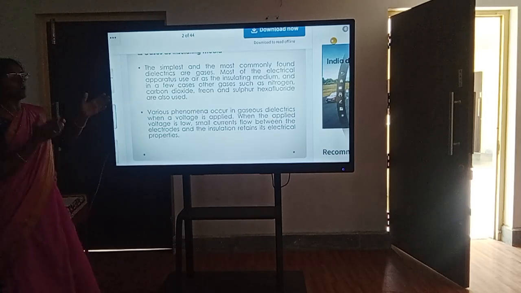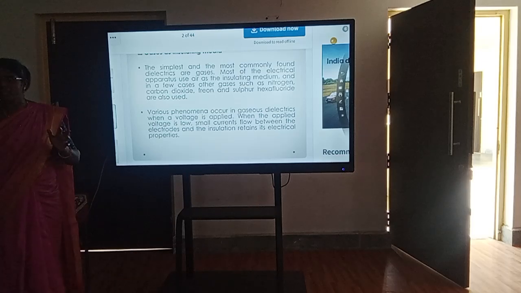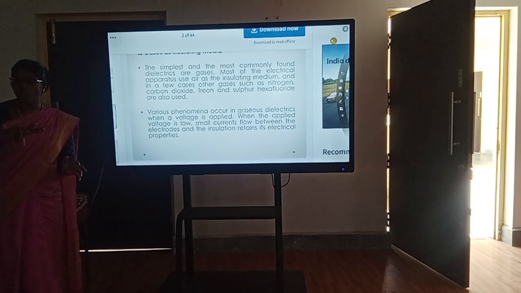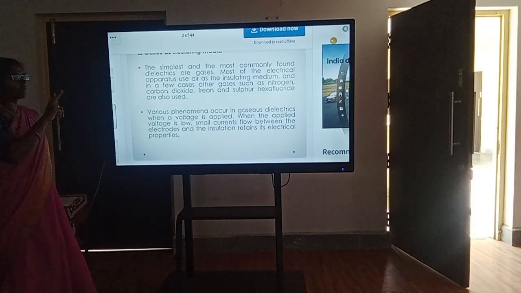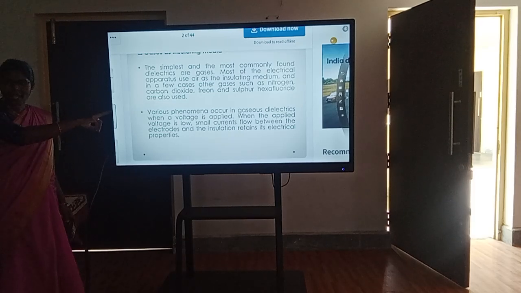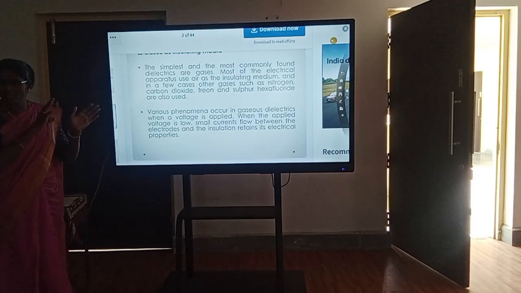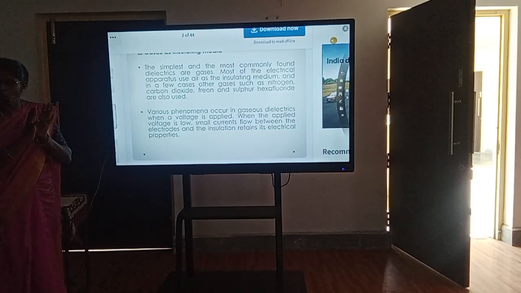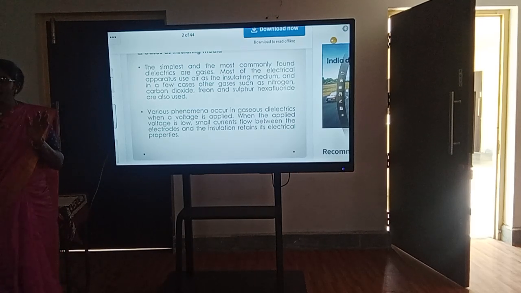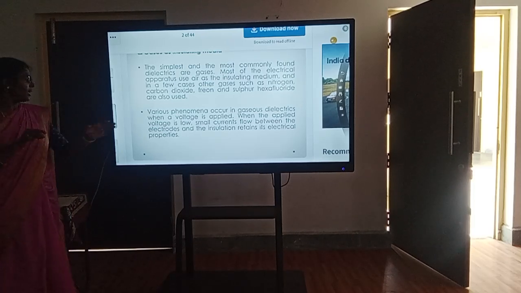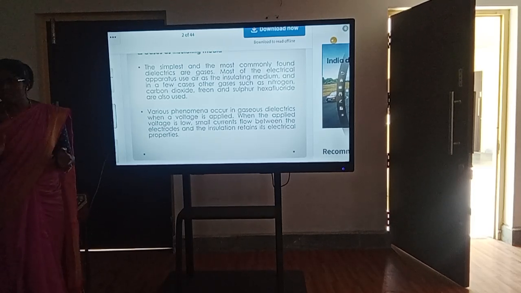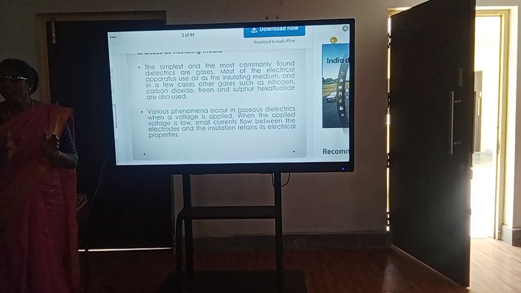Next, the phenomenon for two cases: what will happen on the low voltage side and what will happen on the high voltage side. First, what phenomenon occurs when we are using gases as the dielectric? What is happening when we apply the voltage? If the voltage we apply is low, the current flowing is also low. Under this condition, there will not be any electrical changeover, and it will retain its own electrical properties in case of low voltage.